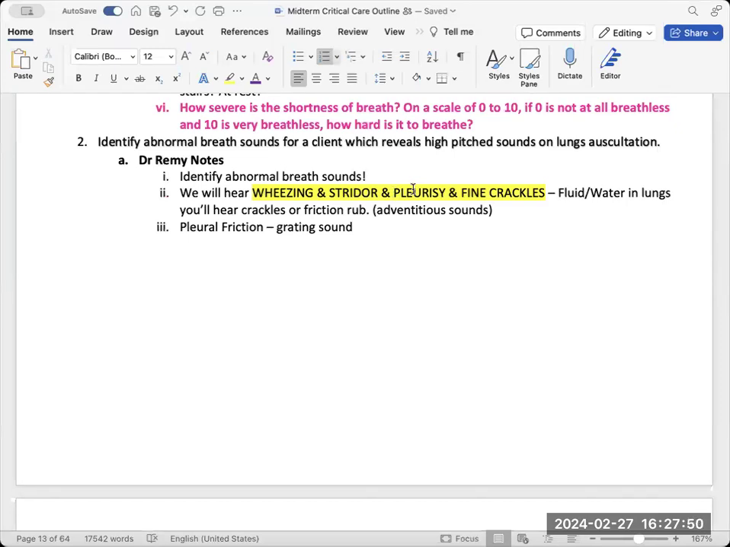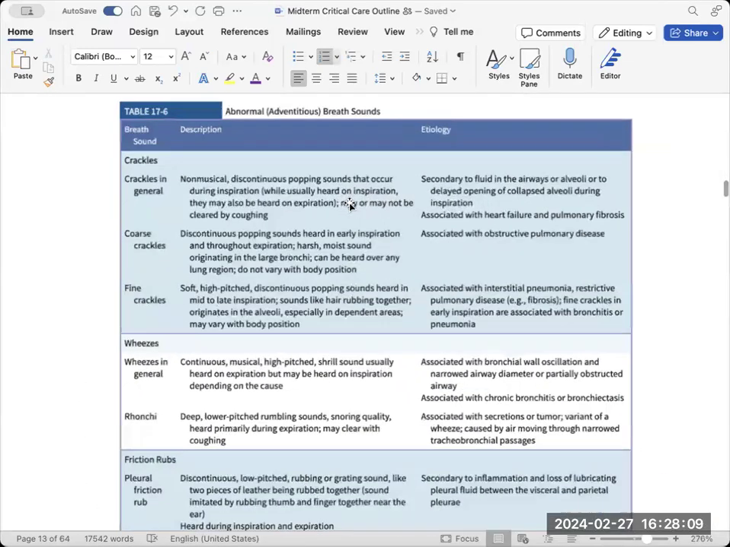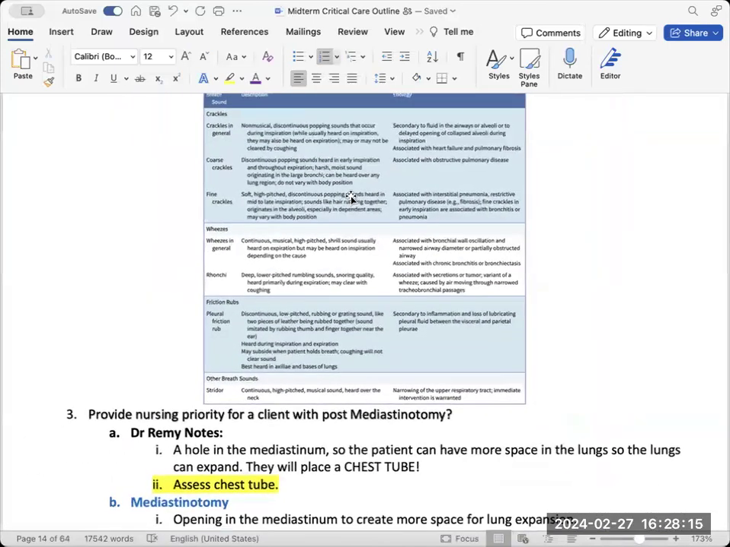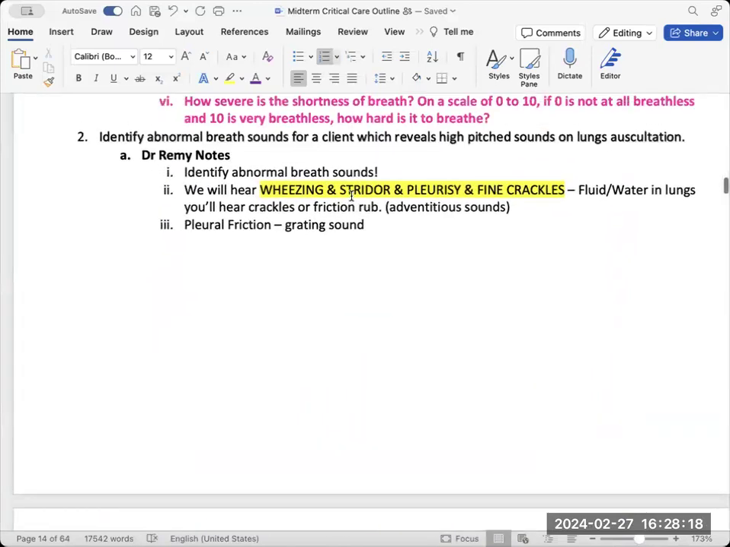Yeah, that's a condition, pleurisy. But she kept mentioning it, so I feel like she would pick it. I feel like she would put something like that on there. But in terms of adventitious sounds, according to this specific chart, it's fine crackles, wheezing, and stridor. And then she also kept mentioning pleurisy. So if I saw it, I would pick it. I'm down for anybody sharing what they think.